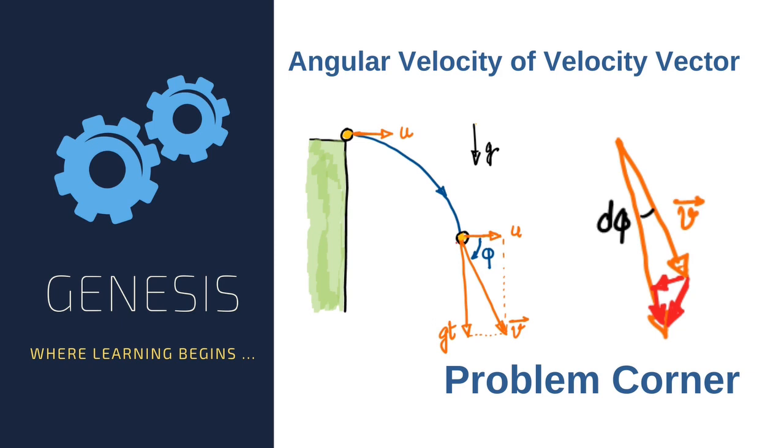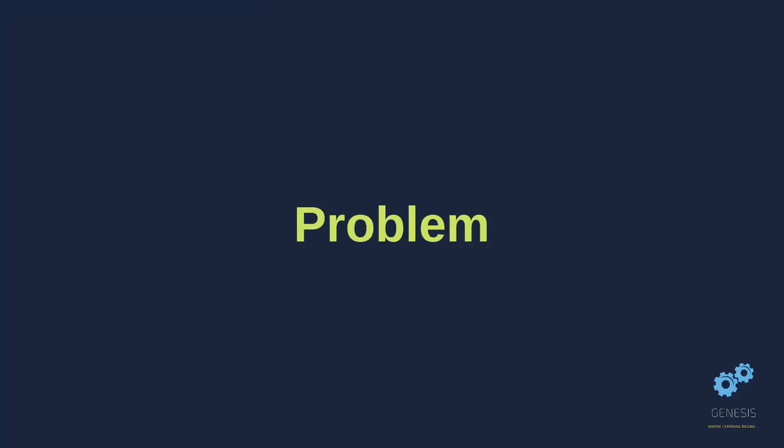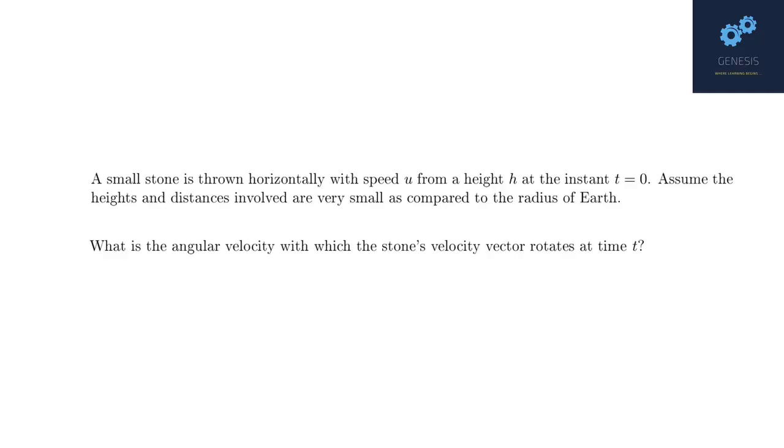Today we will see a question in which we have to find the angular velocity of the velocity vector itself. The problem goes like this. A small stone is thrown horizontally with speed u from a height h at the instant t equals 0. Assume heights and distances involved to be very small as compared to the radius of Earth. What is the angular velocity with which the stone's velocity vector rotates at time t?